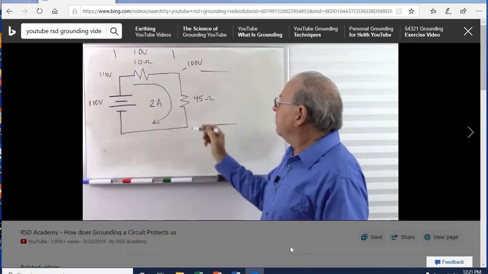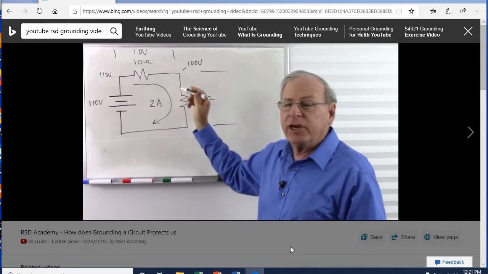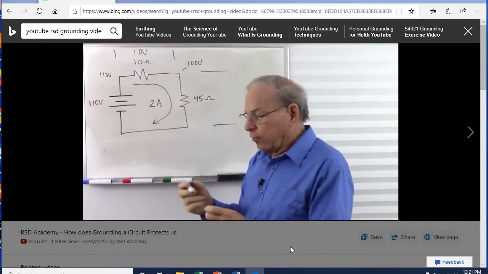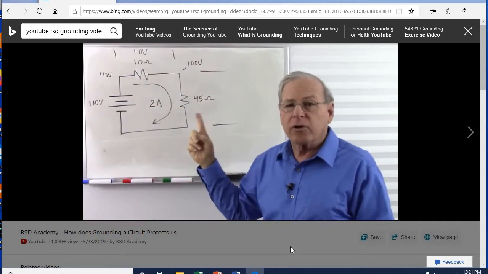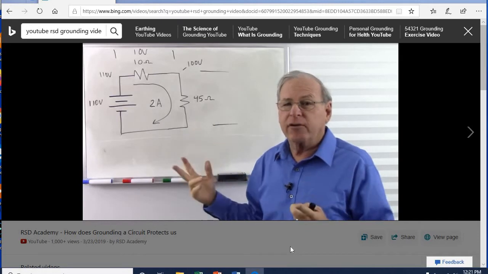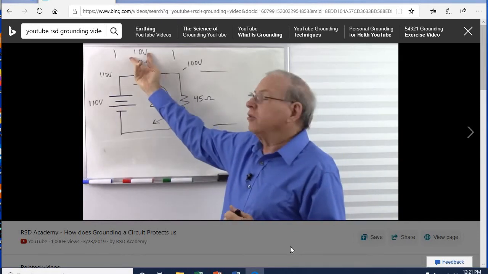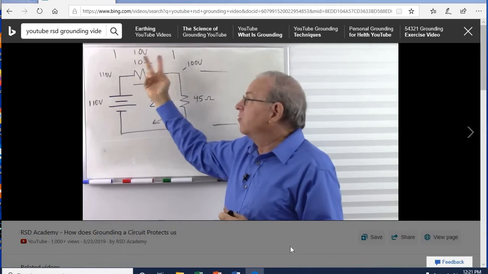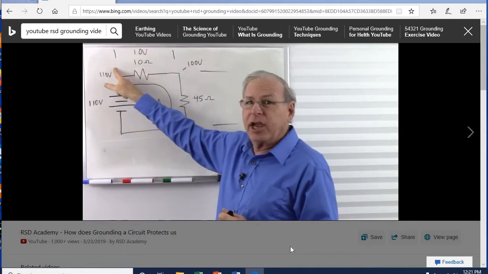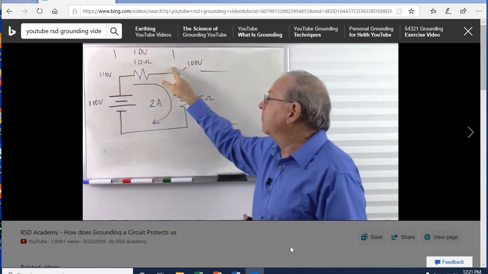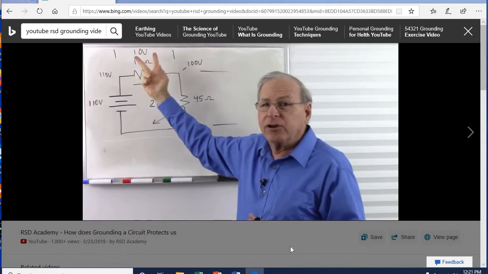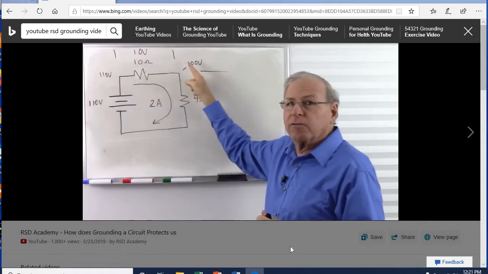So now I have 2 amps. What's going to happen to this voltage here? I have more current flowing through the resistor. More current through the same resistance means a greater voltage. So that means this voltage here will increase. So what does that do? Well, this voltage can't change. This voltage must be higher than that voltage. If the difference got larger, that means I'm losing more voltage.